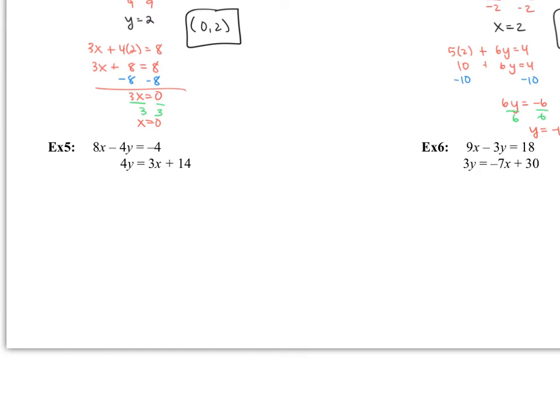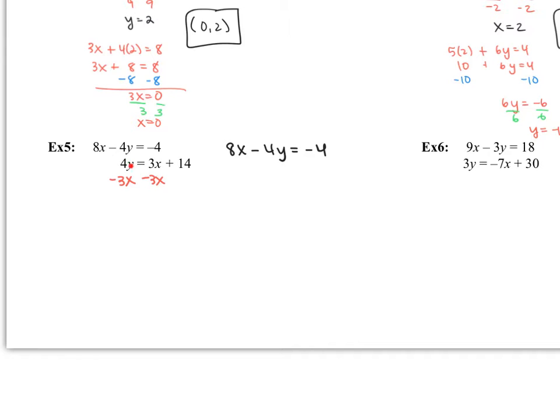Now at examples 5 and 6, you'll notice that everything is no longer stacked up, so I've got my equal sign stacked and my y stacked, but my x is on the wrong side of my equation. So I'm going to keep my top equation the same, 8x minus 4y equals negative 4, and on the bottom equation, I'm going to take this x term and bring it over, and to do that, I can subtract it from both sides.